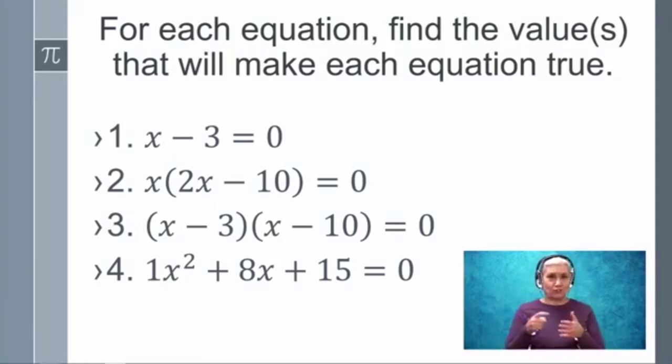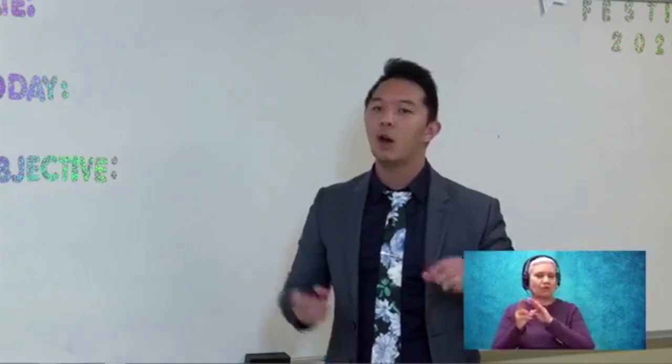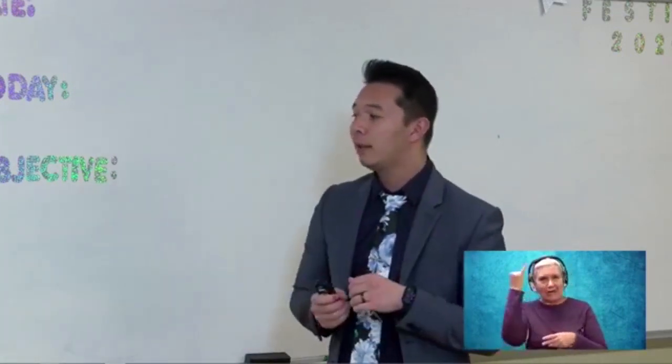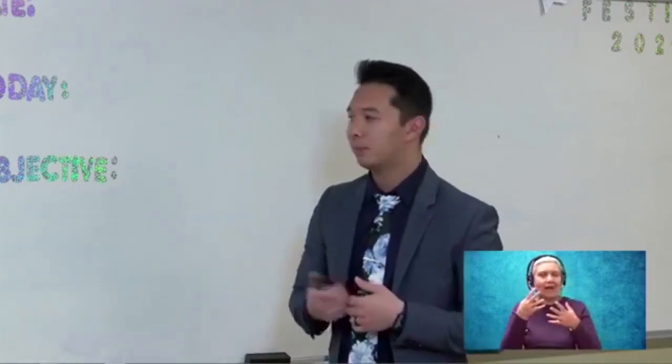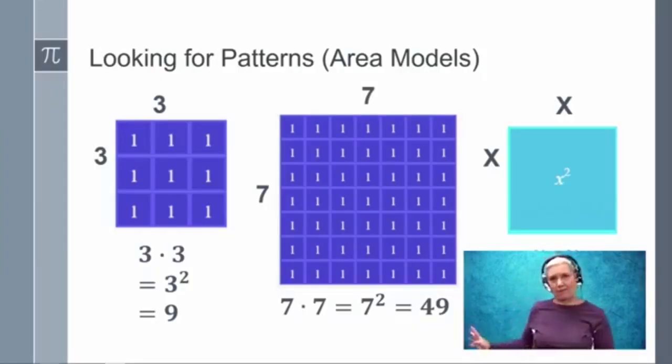Now, up until this point, we haven't really developed a strategy that allows us to solve a quadratic equation that looks like this. So what I want to do now is take a step back, revisit some concepts that you've seen in elementary and middle school, and hopefully use those same ideas to help us figure out a strategy that allows us to solve this fourth equation. So what I want to revisit and look at are some area models.